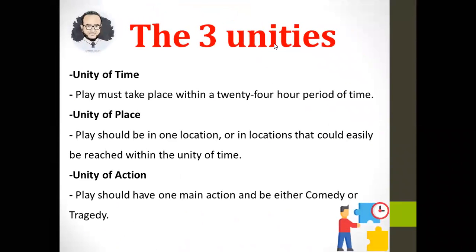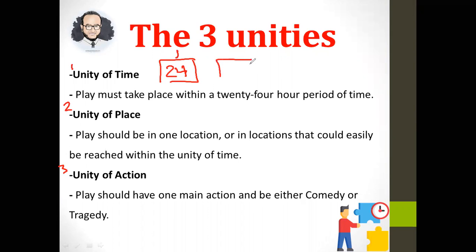We have here something called unities. The unity means that you are going to have only one thing. One thing related to time, one thing related to the place, and one thing related to the action. How? If I'm talking about the time, I can have all the play in just 24 hours. Number two, I can have unity of place. All the events happen in one place, or maybe different parts of this place.